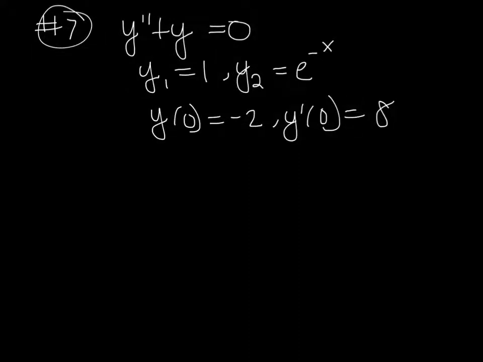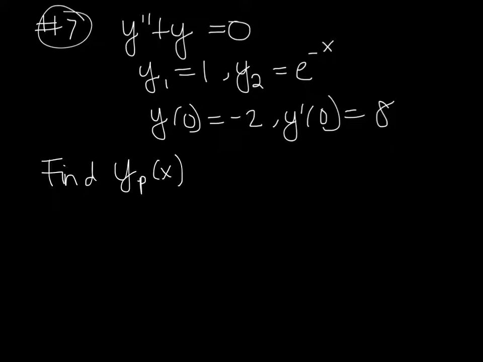Okay, this is number 7 in section 2.1. And again, we're given a second order homogeneous differential equation. We're given our two linearly independent solutions, and of course, we're given our initial conditions. And the goal, in this particular problem, is to find y_p, or y particular, y_p of x.